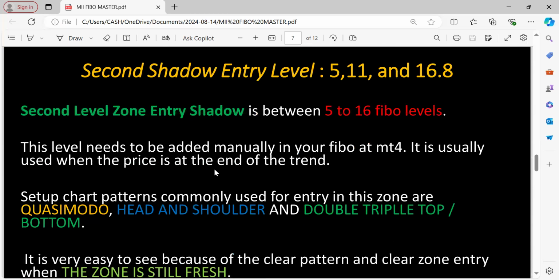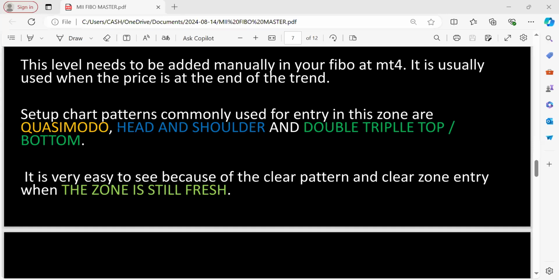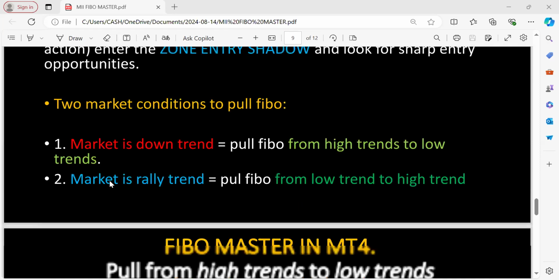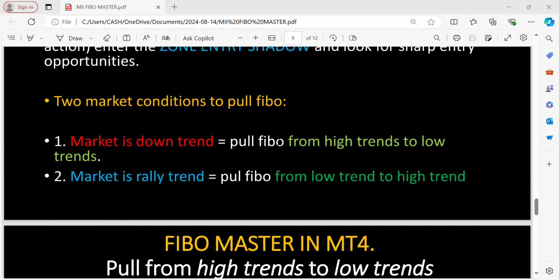Another zone that is very important is the 78.6 level. This level needs to be added manually, so you will not find it there. What you see in those levels is your Quasimodo, your head and shoulders, your double or triple top. It's very easy to use this zone, especially if you are entering, as they give very nice entries. The way you do a Fibonacci: if the market is in a downtrend, you pull the Fibo from high to low. If the market is bullish, you pull from low to high.